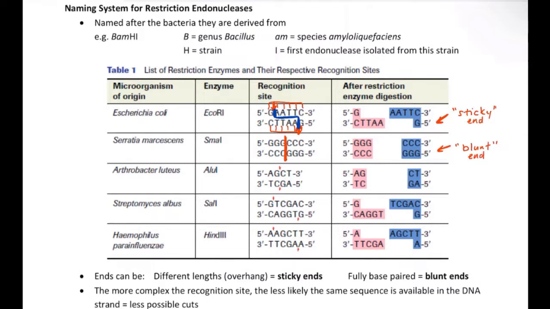Blunt ends are much harder to stick back together because they don't have that temporary hydrogen bond attraction there. So you have to use a special type of enzyme to put them back together. You'll see that in the next little bit here. Okay, so you get the idea?